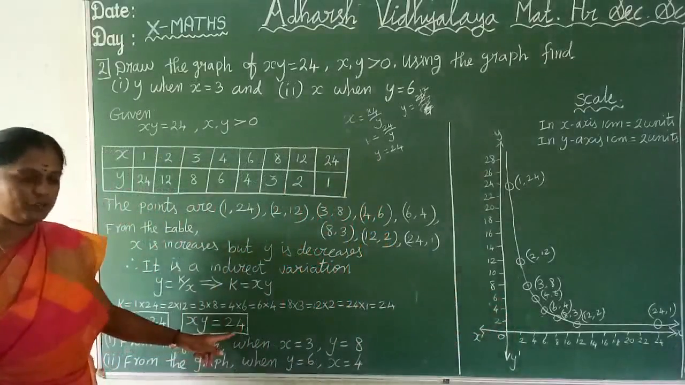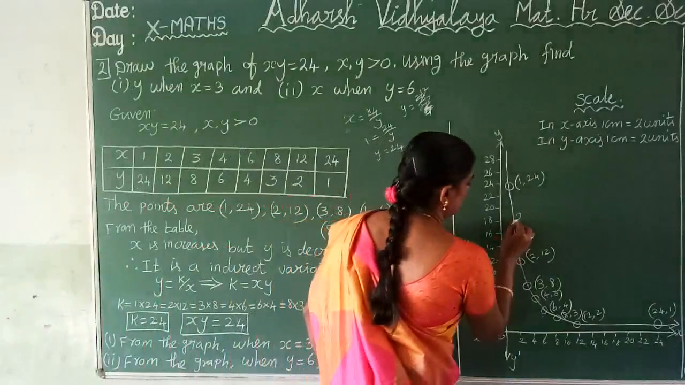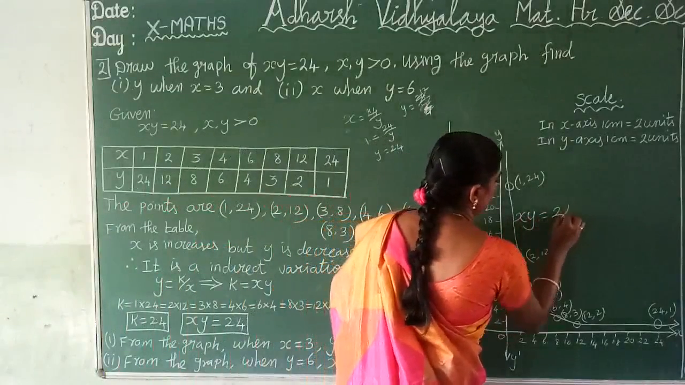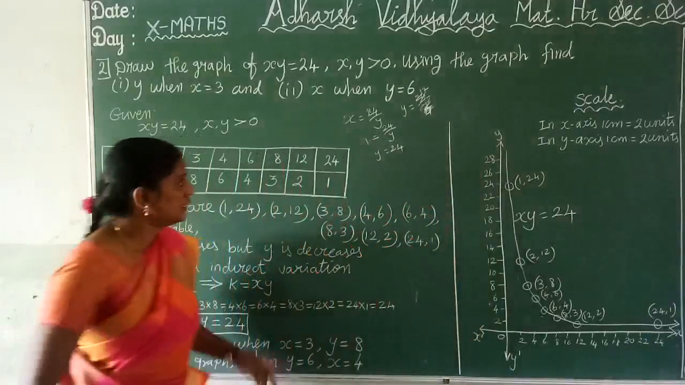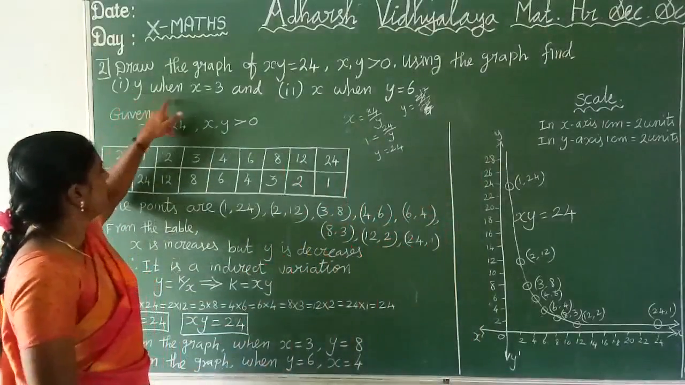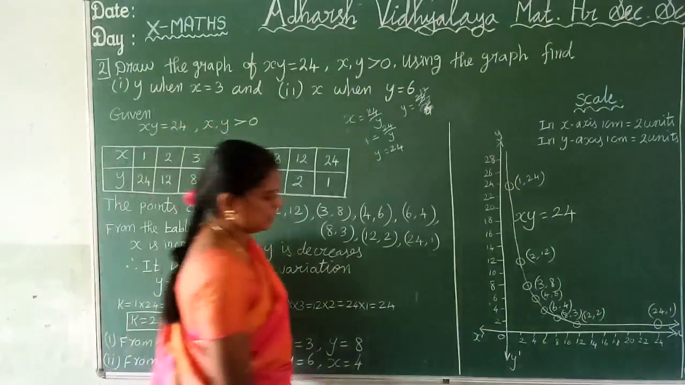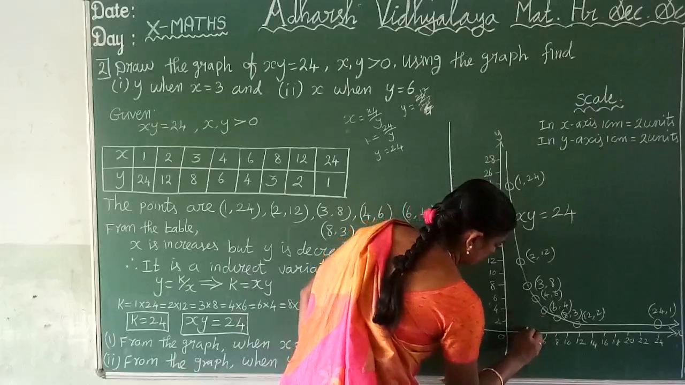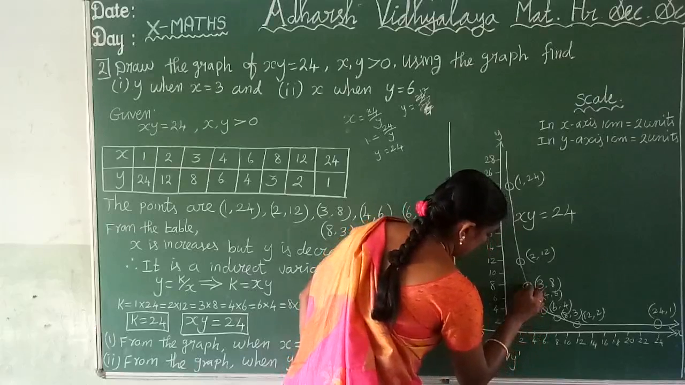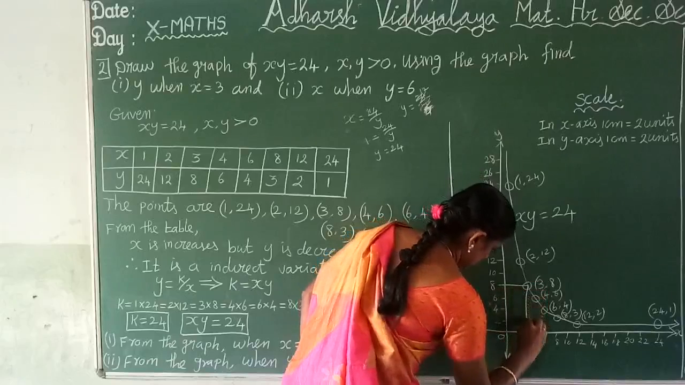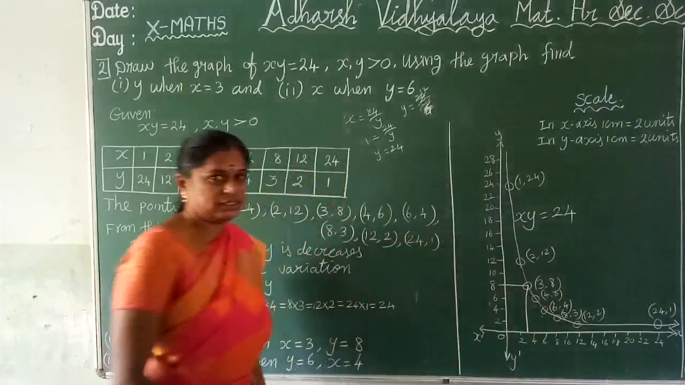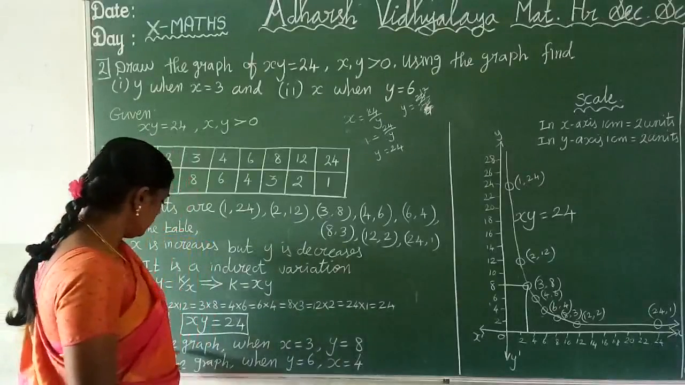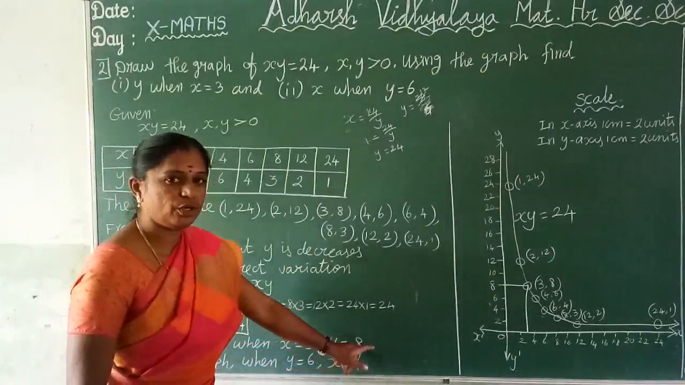xy equal to 24. Any place you write it. xy equal to 24. And then you want to find y when x equal to 3. X equal to 3, what is the y value? 3, y value 8. Mark that. So from the graph when x equal to 3, y equal to 8.